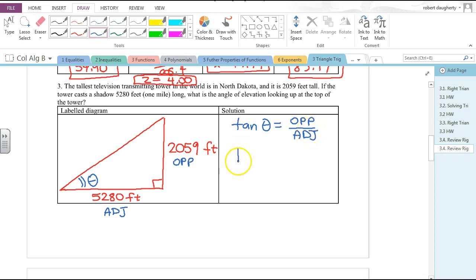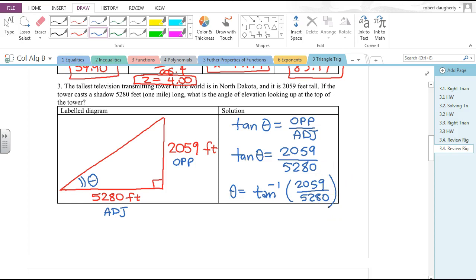In my case, I know that the tangent of theta is equal to the opposite, that's 2059, over the adjacent, 5280. Solving for an angle, that is the inverse trig function. So theta is going to be the inverse tangent of 2059 over 5280.